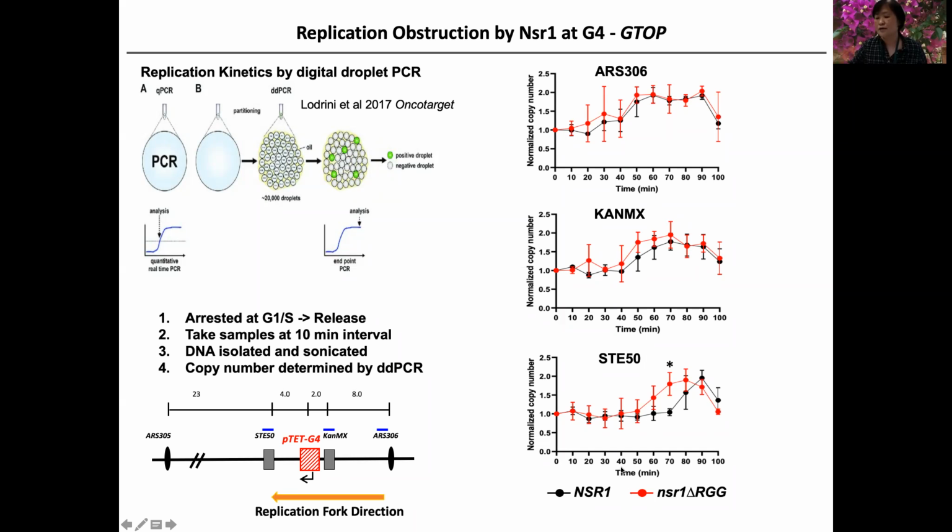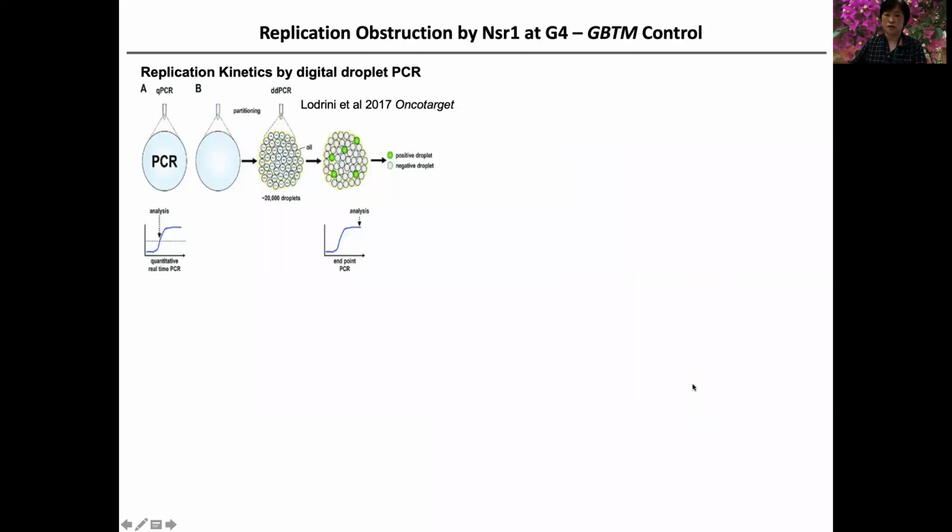If you have full-length NSR1, there's about a 20-minute delay in the time it requires to reach copy number 2. So that means having full-length NSR1 bound to G4, which we verified through chromatin IP, results in a delay in replication, a problem for the replication. That's very significant, so it delays replication by 20 minutes.